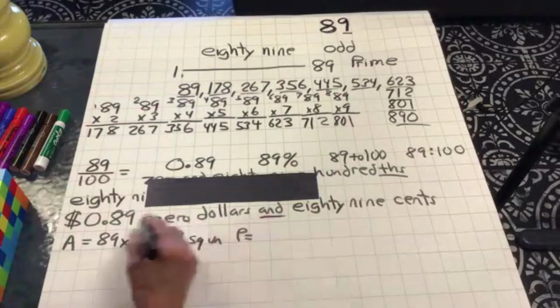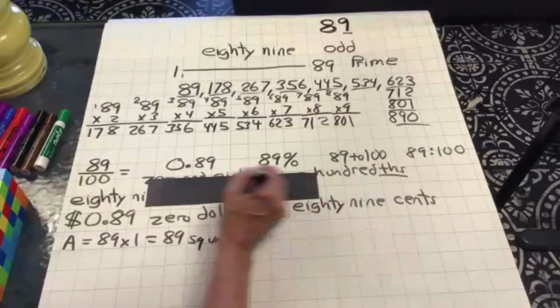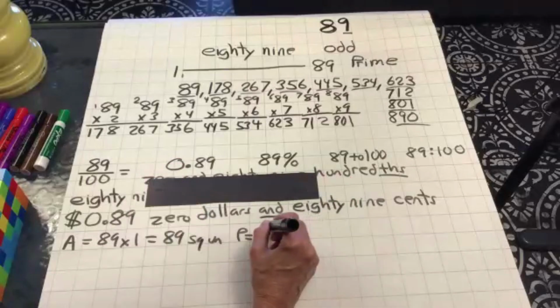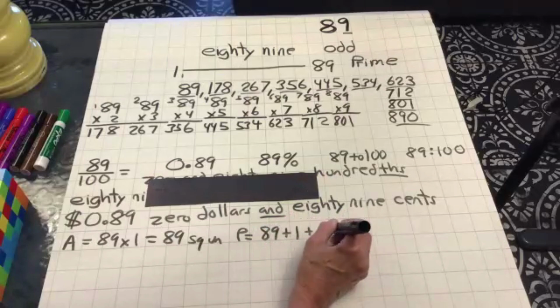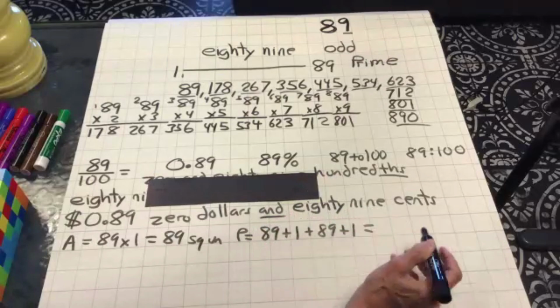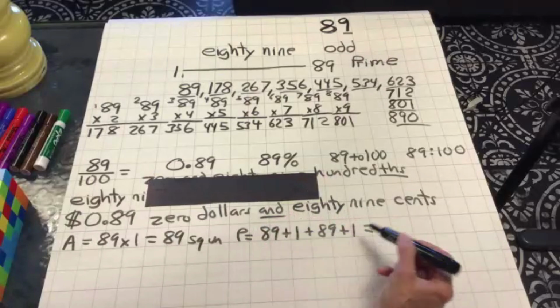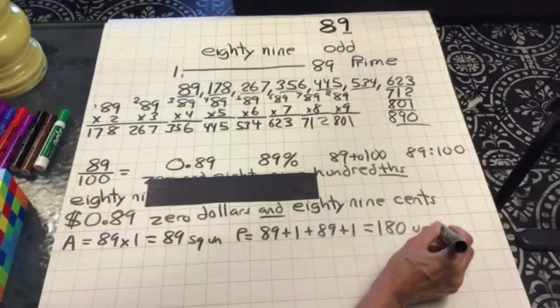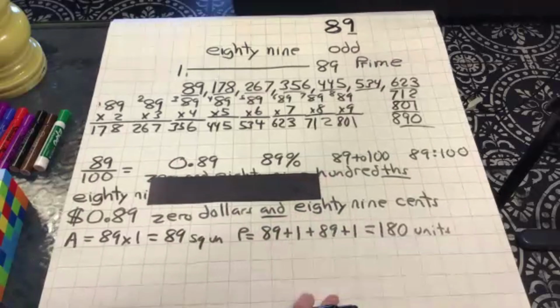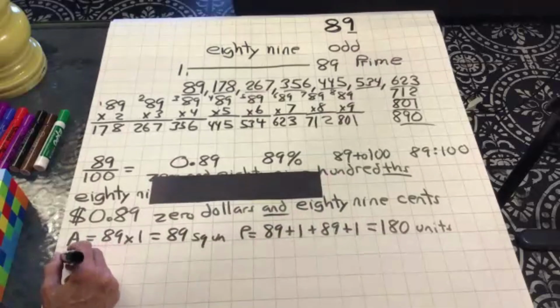Our perimeter, of course, would be 89 plus 1 plus 89 plus 1. We're adding up all the sides. That's what makes up our perimeter. And we know 89 plus 89 equals 178 plus these two more would be 180 units. And that's all for our area and perimeter. Let's go for volume.